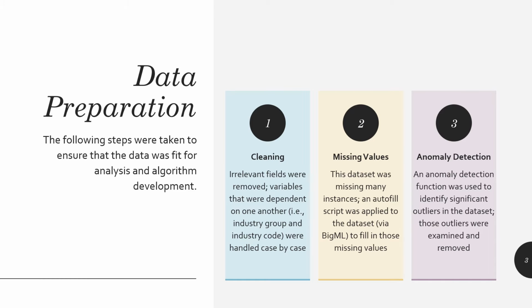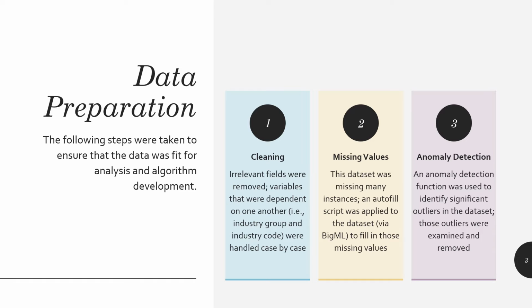Prior to analysis, we took some steps to prepare the data. So the first thing we did was we cleaned the data. Irrelevant fields were removed, including a couple of fields that didn't have any data at all. We also looked at the variables that were dependent on each other. So for example, industry group and industry code basically gave the same information. So in some cases, we removed one of the variables.